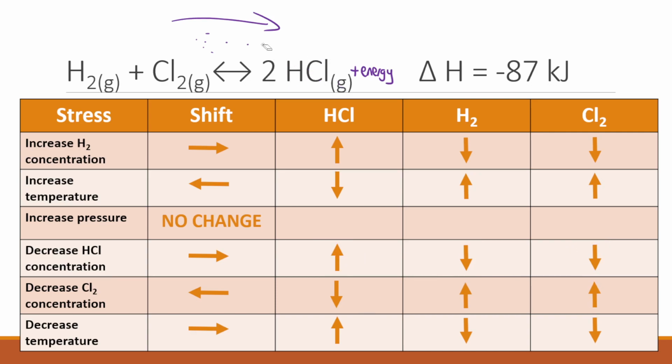Decreasing the Cl2 concentration has the opposite effect, right? If I take some of this out, then these collisions happen less frequently, then this forward reaction slows down, and the reverse reaction is the one that's faster. I'm going to decrease the amount of HCl that I have. I'm breaking it down faster than it gets created. And my H2 and Cl2 are going to go up. I am making them faster than they are combining.